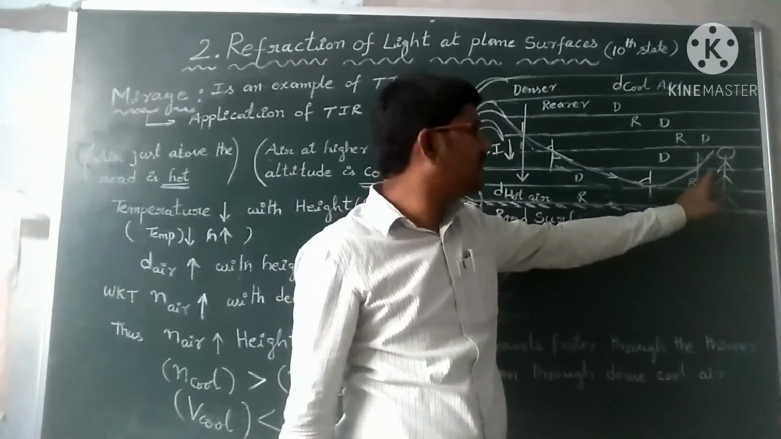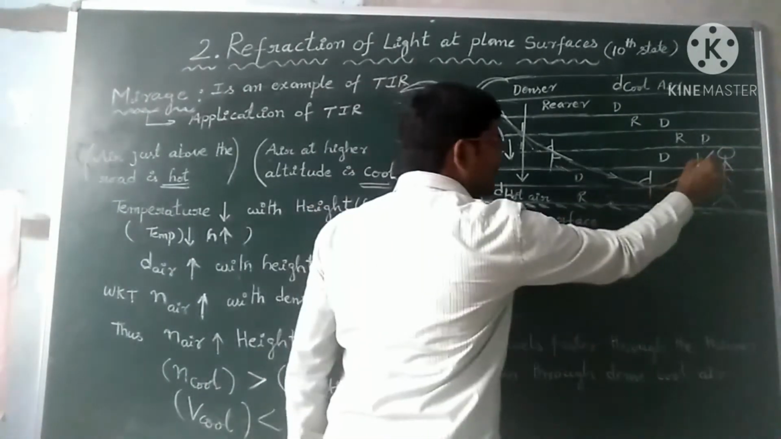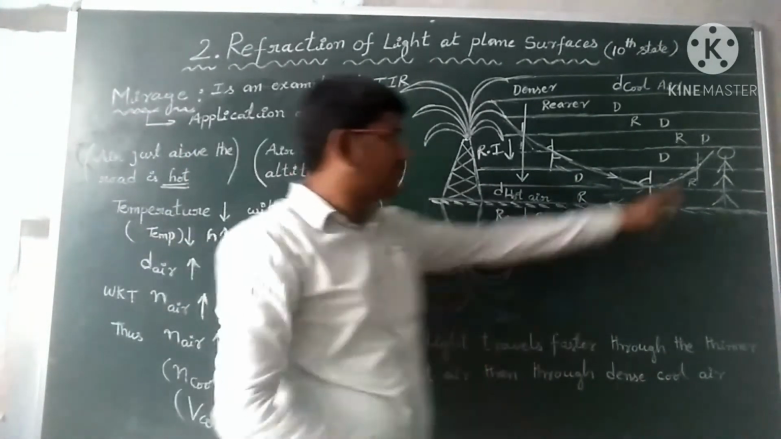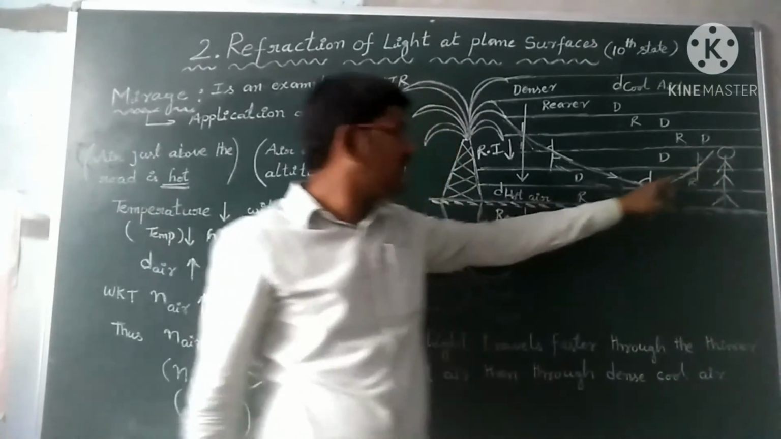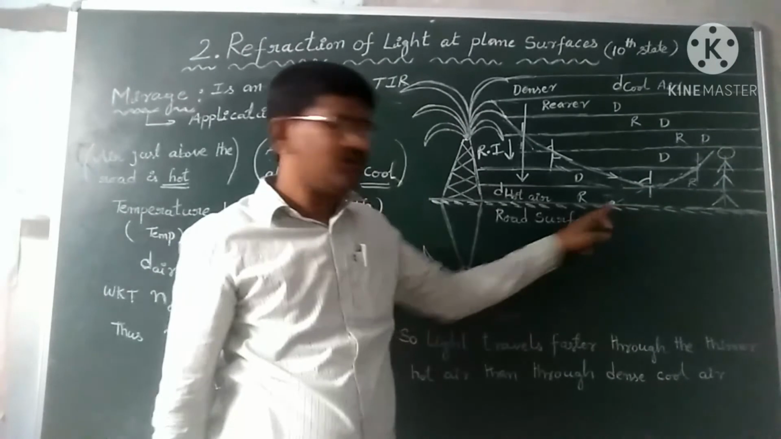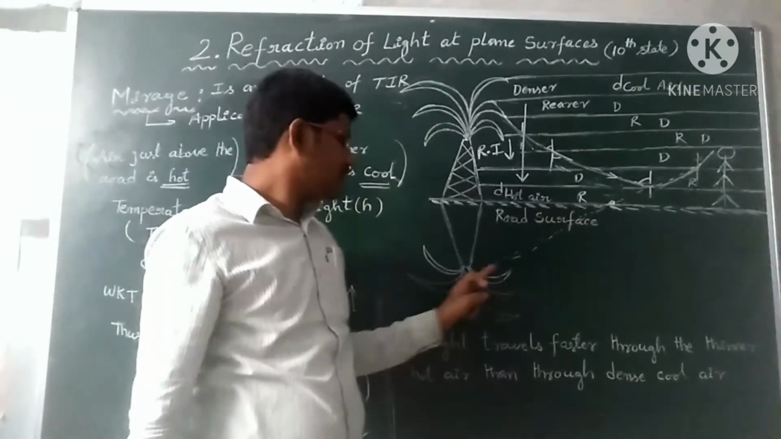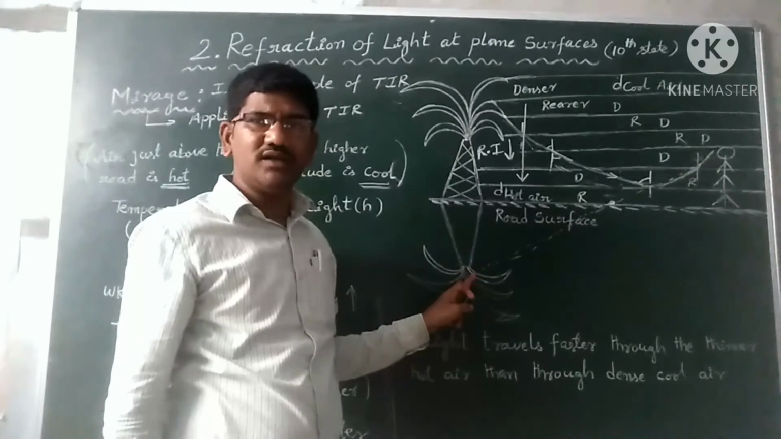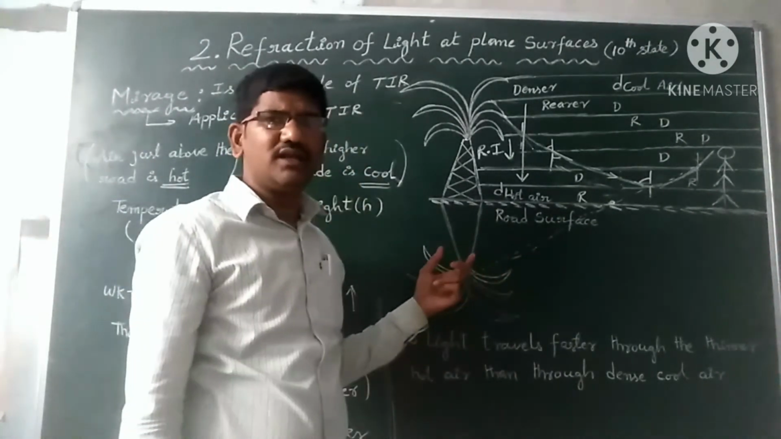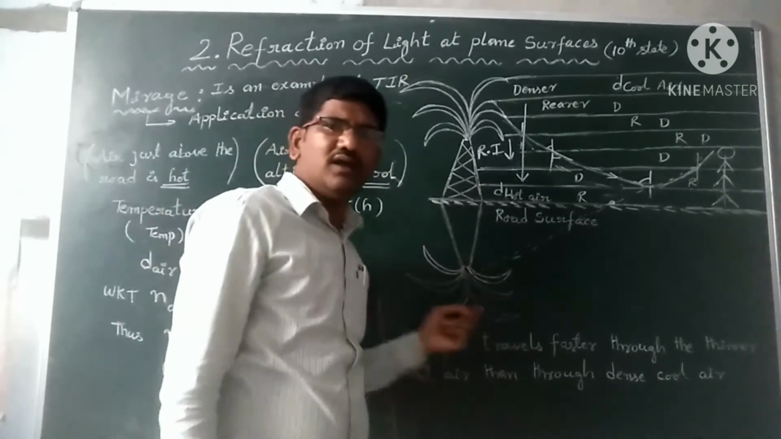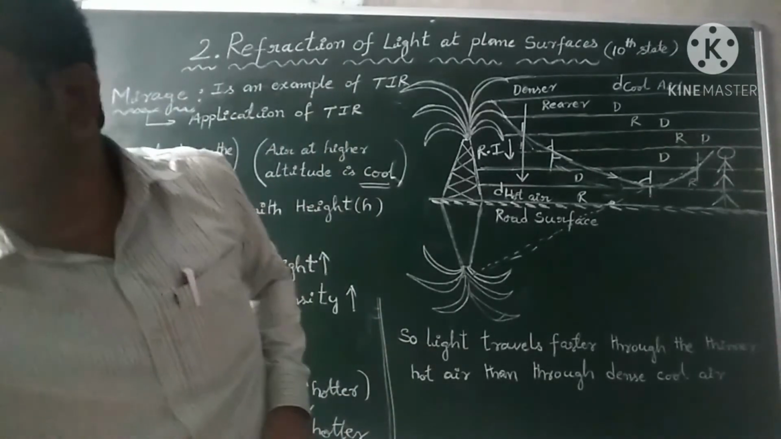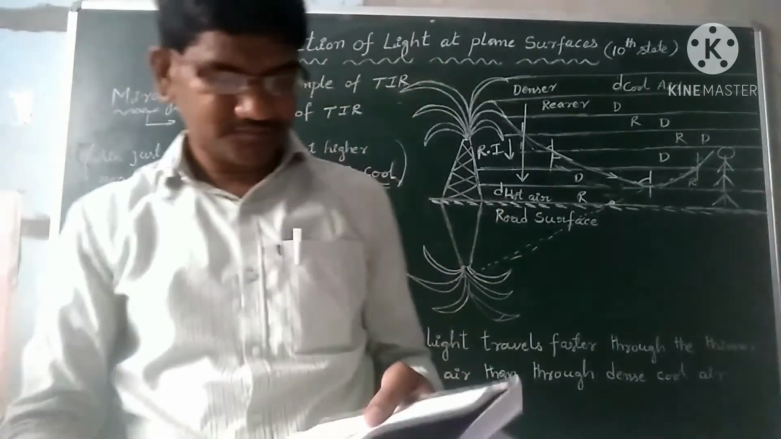But for the observer, this light ray appears to come from here. For this observer, the light ray appears to be reflected from the ground. So the light ray appears to come from here, and it gives an optical illusion that there is some pool of water on the road.